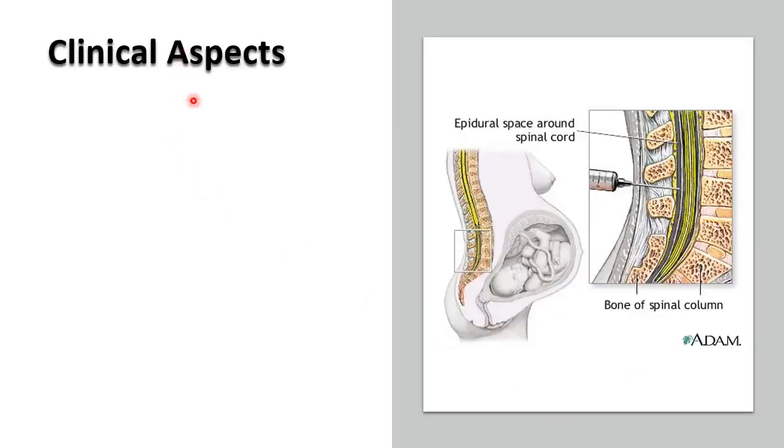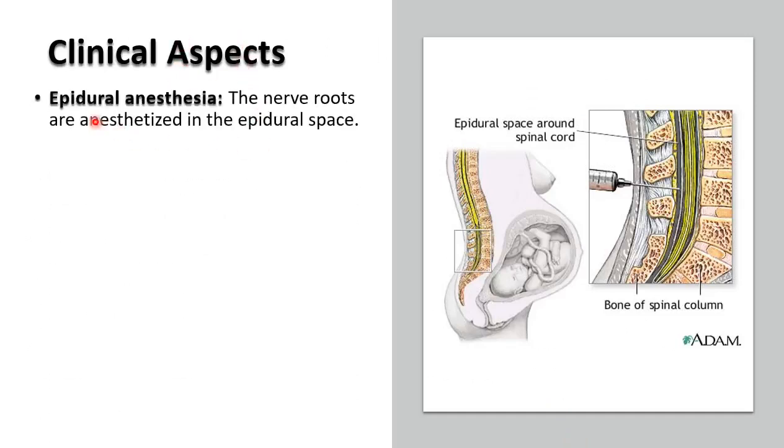Okay, so coming to the clinical aspects, first what we are going to see is the epidural block or anesthesia. The nerve roots are anesthetized when an anesthetic agent is injected into the epidural space, which is between the dura and the vertebral canal. The nerve roots emerge, piercing the dura, and in this epidural space, if you give the anesthetic agent, all these nerve roots are anesthetized, and mostly it is performed in obstetric practice during childbirth.